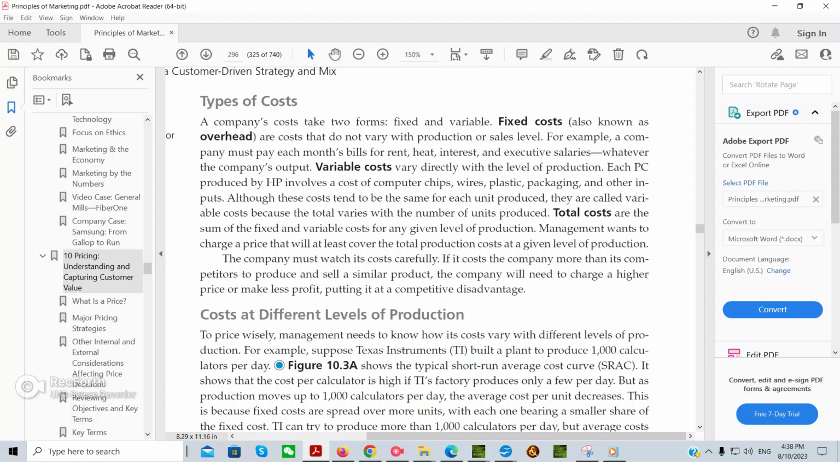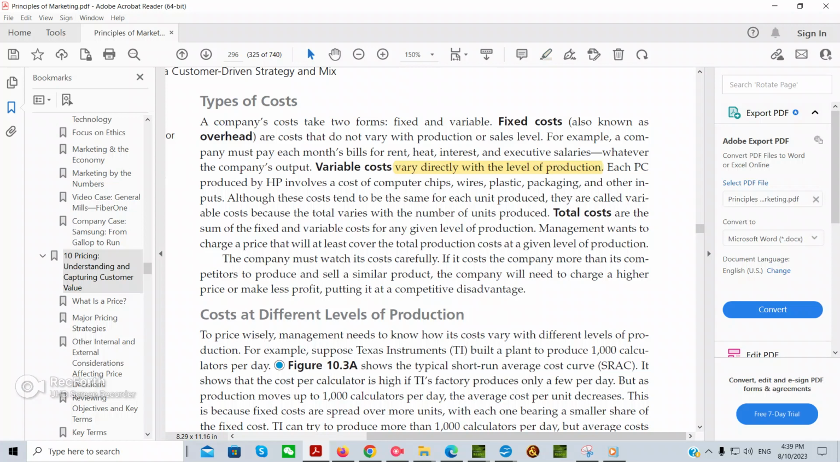Let's talk about types of costs. You have two types: fixed and variable. Fixed costs are also known as overhead, like I told you before. They are costs that do not vary with production or sales level. For example, a company must pay each month's bills for rent, heat, interest, and executive salaries, whatever the company's output. Variable costs vary directly with the level of production.